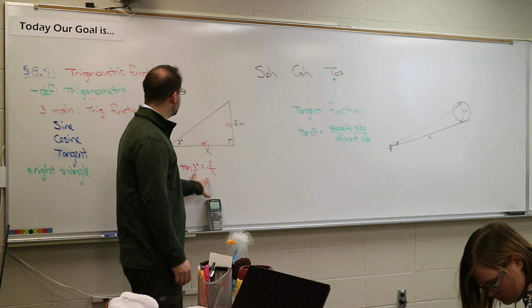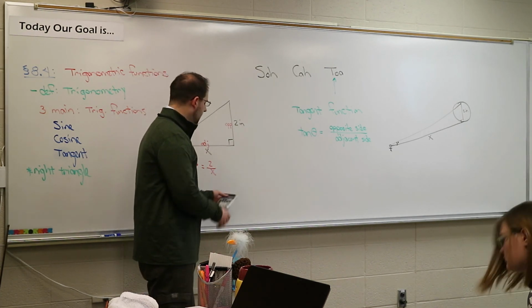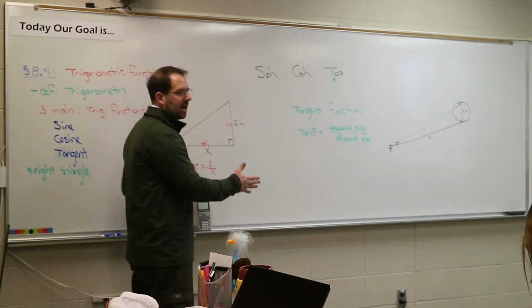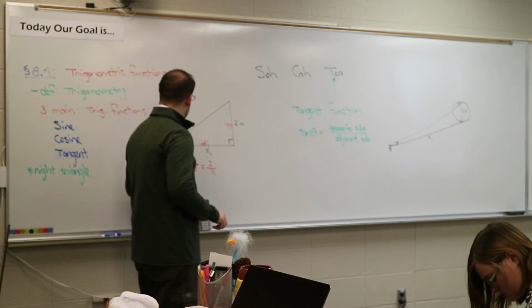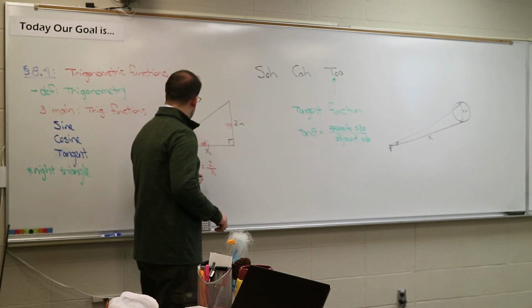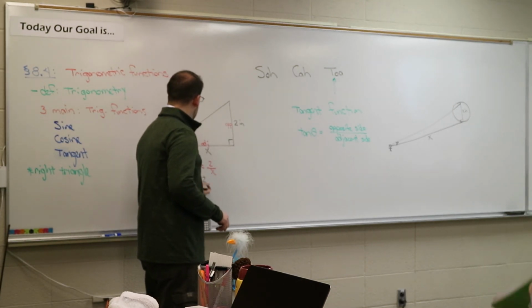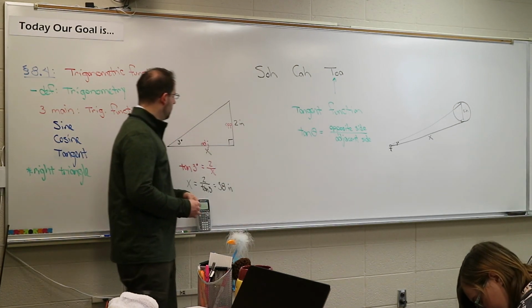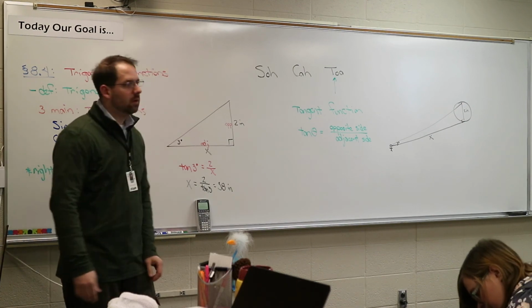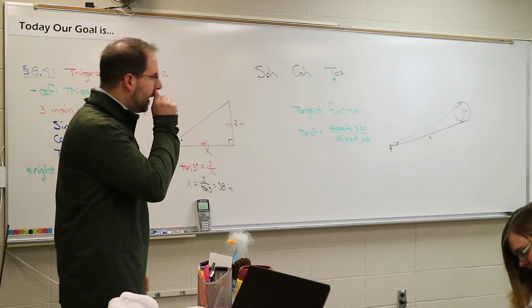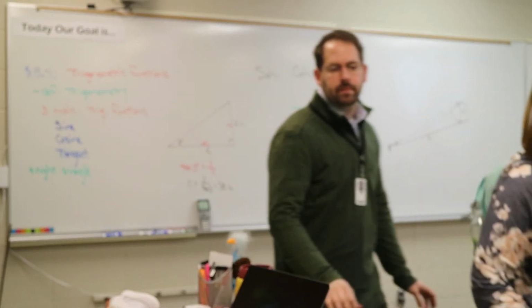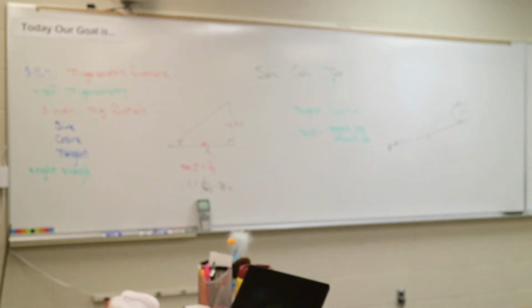But again, how you'd actually do this, you do your little switcheroo. So I'd take 2 divided by the tangent of 3. So 38. Again, this is not accurate, but you guys know. Okay, questions? Good. Okay.